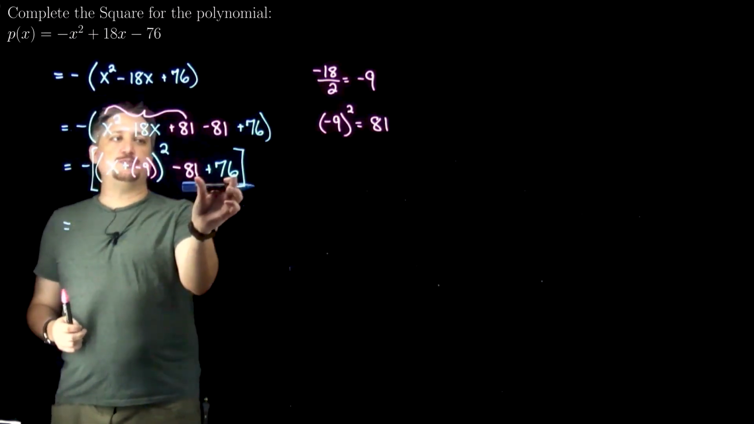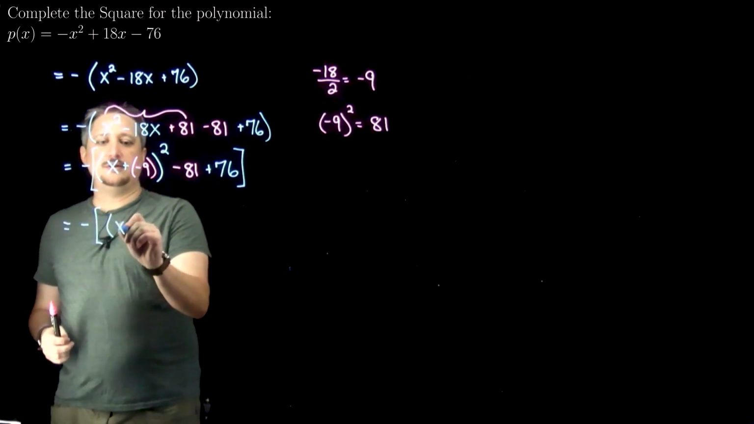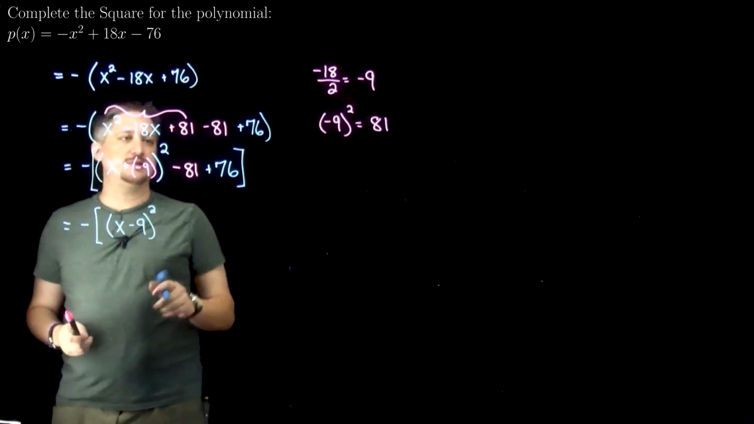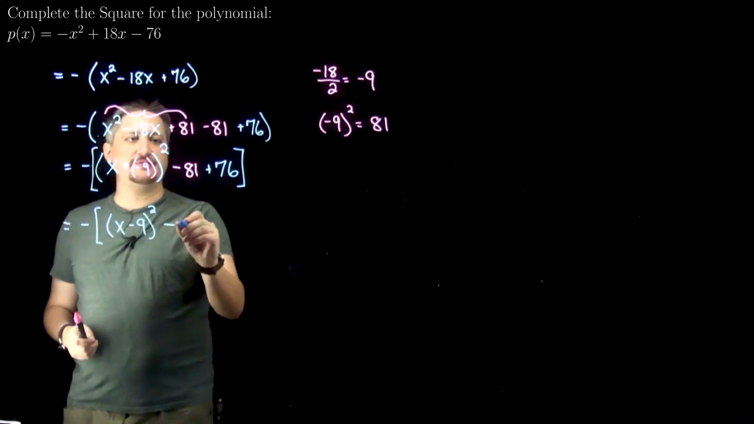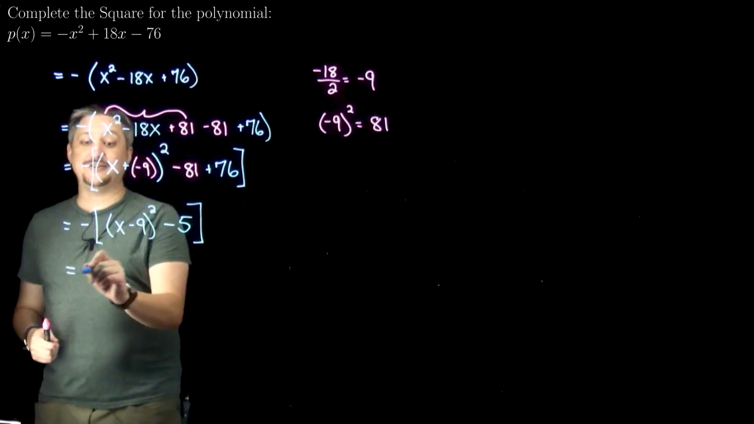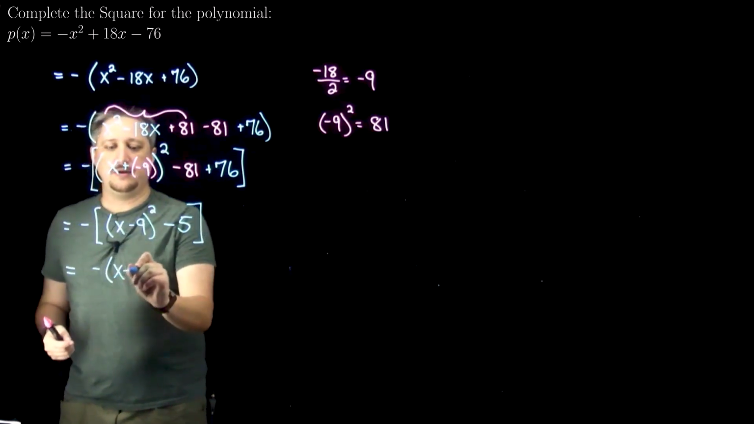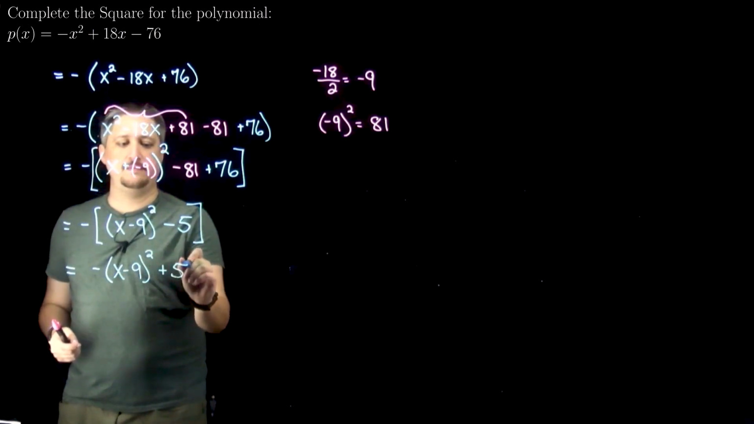The first thing I'm going to do is put these 2 things together. So I'm going to have negative x minus 9 squared, so I don't have to worry about the parenthesis. Minus 81 and plus 76, that's minus 5. And then I'm going to distribute the a term, which is just the negative sign, back in. So I have negative x minus 9 squared plus 5.